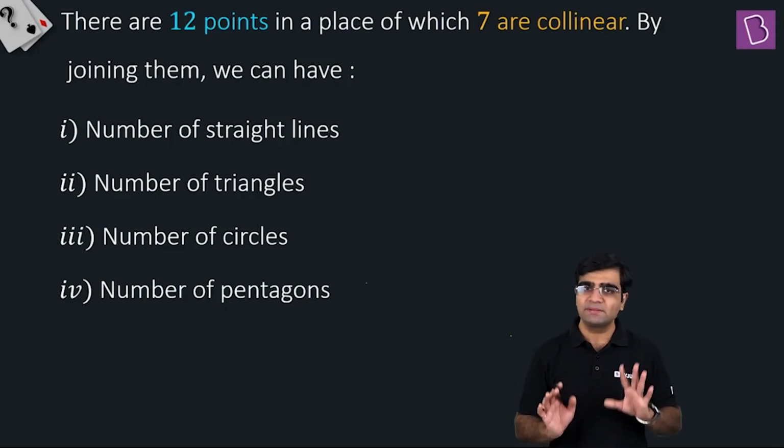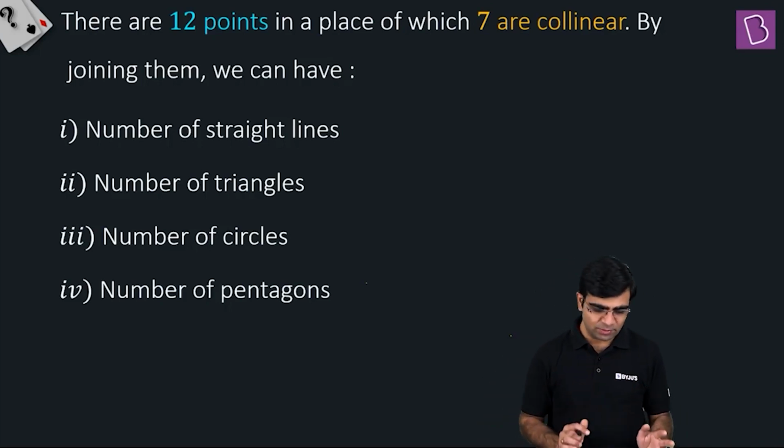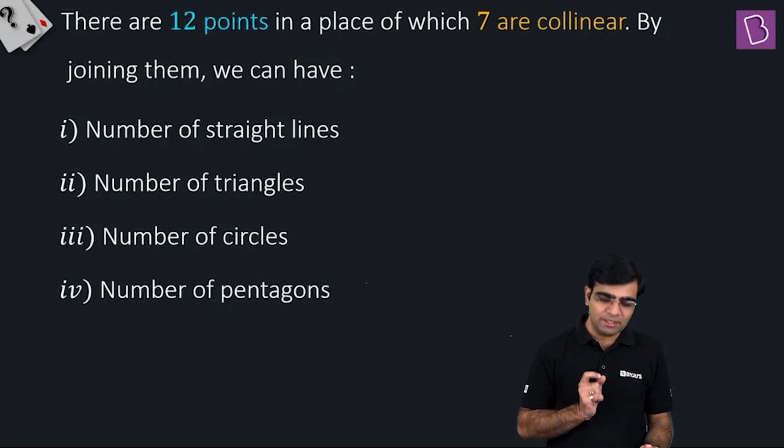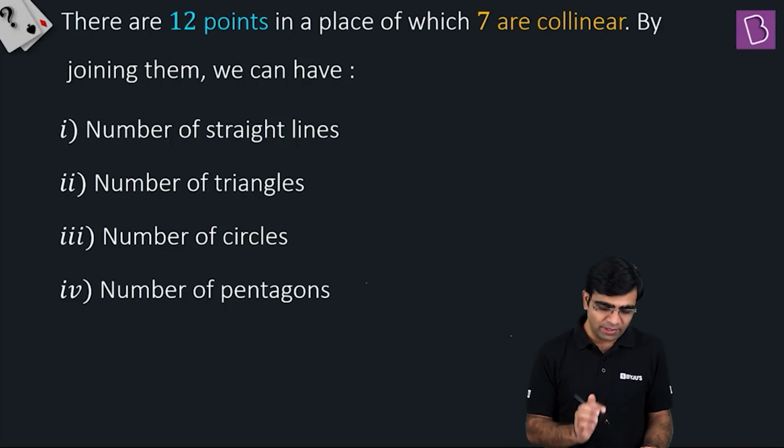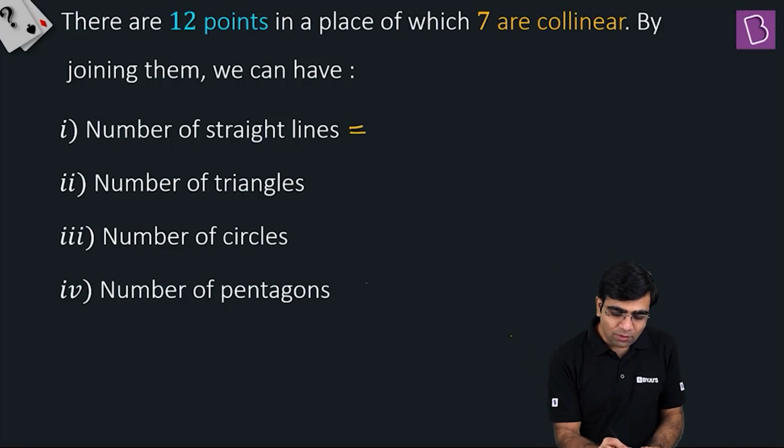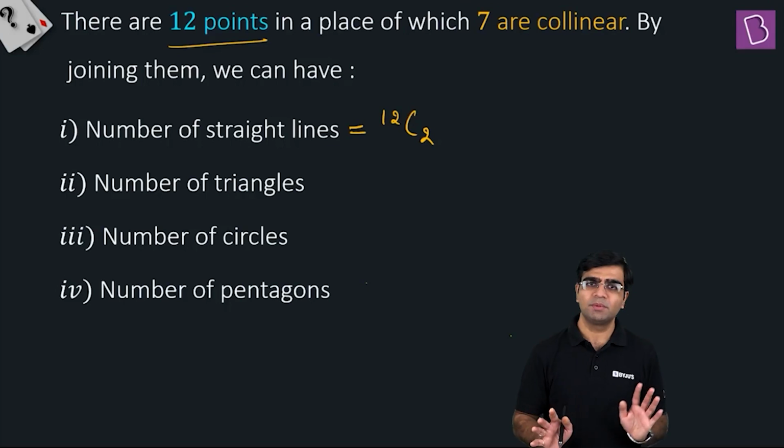All right, so let's quickly start doing it by understanding the basic geometrical thing. If I want the number of straight lines, a straight line can uniquely be defined by joining any 2 points, right? So out of 12 points, I will be choosing any 2. That will become 12C2. Perfect.